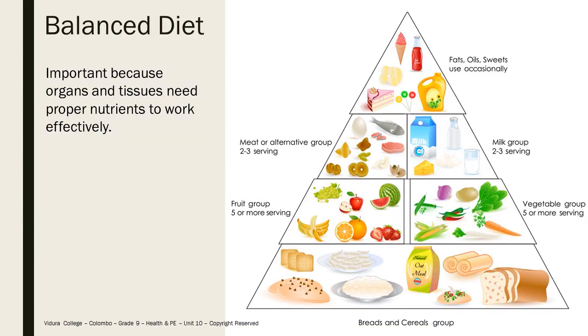It is important to have a balanced diet because organs and tissues need proper nutrients to work effectively. Your body is more prone to diseases and infections if you don't get a balanced diet, and also you will have a poor performance. Therefore, it is important to have a proper diet that contains the right proportions of each of these nutrients, and the nutritional requirement changes depending on your age, your gender, and your activity level.